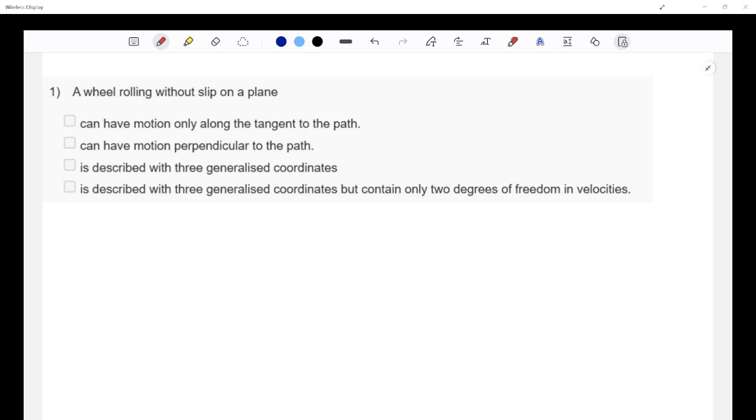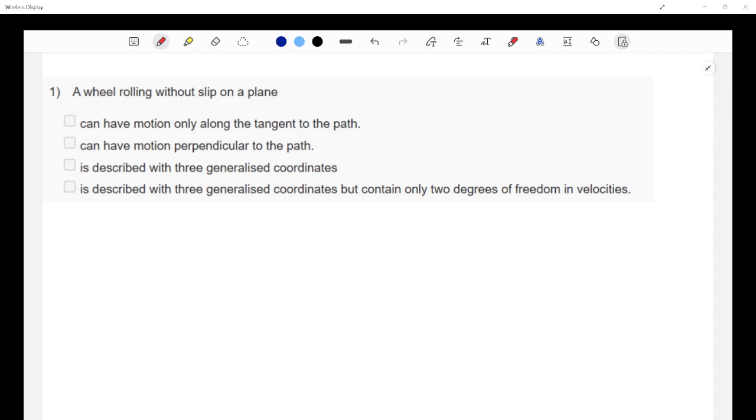So, the first question is, a wheel rolling without slip on a plane can have motion only along the tangent to the path, can have motion perpendicular to the path, is described with 3 generalized coordinates, but contains only 2 degrees of freedom in velocities. Now this is a very important foundational question from WMR kinematics. Let's go step by step.